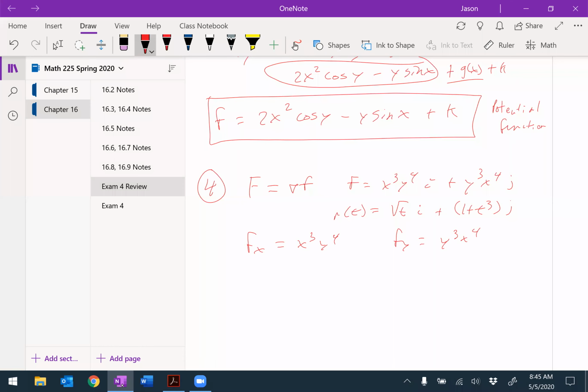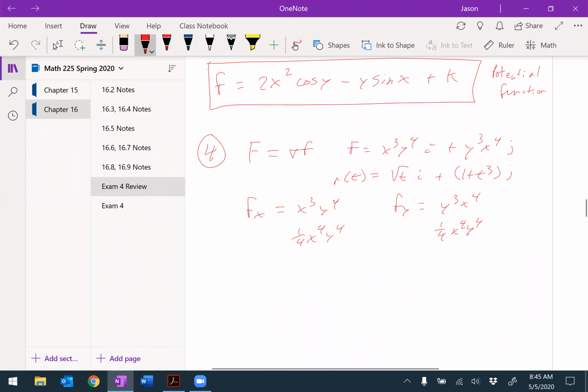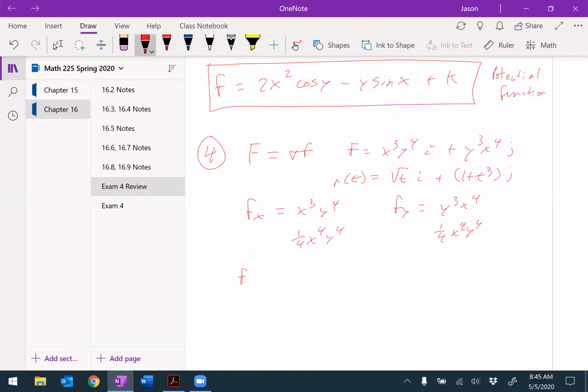So I'm going to integrate the first one with respect to x, and I'm going to get 1/4 x to the 4th y to the 4th. Integrate the second one with respect to y, and I'm going to get 1/4 x to the 4th y to the 4th. Okay, that's kind of cool. It's kind of like I got a match there. So f of xy, the parent function, is equal to 1/4 x to the 4th y to the 4th plus k. So there's my parent function.